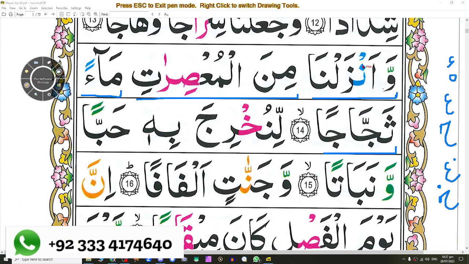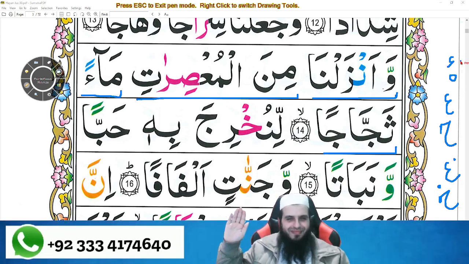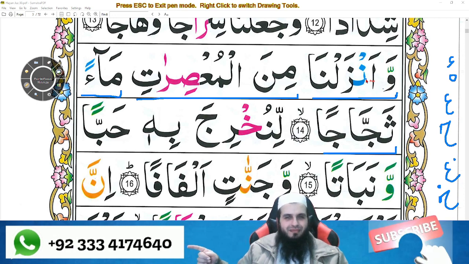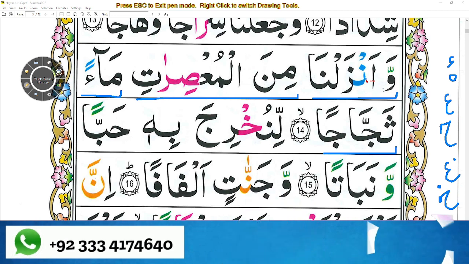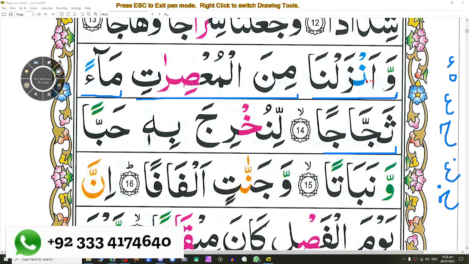So if noon has a sukoon on it and the letter next to it does not belong to the throat letters, then we apply the ikhfa rule. Which rule? Yes, the ikhfa rule. Now there are 3 steps or 3 elements in the ikhfa. Number 1, you have to read the sound of noon in your nose. You need to make the sound of noon from your nose. Good job. And you have to stretch the sound for 1 second. For how long? 1 second. Brilliant. And you have to make sure that your tongue does not touch anywhere. Is it clear now? Yes.